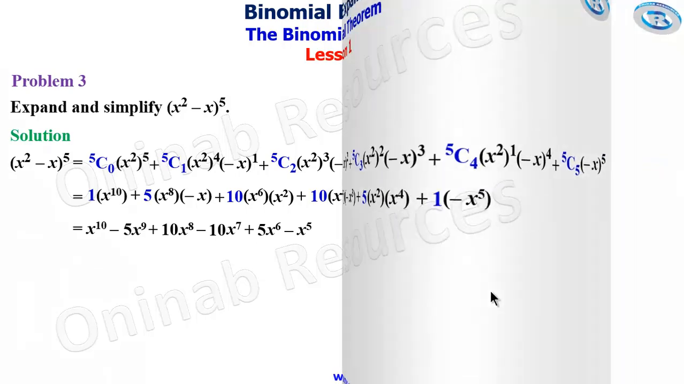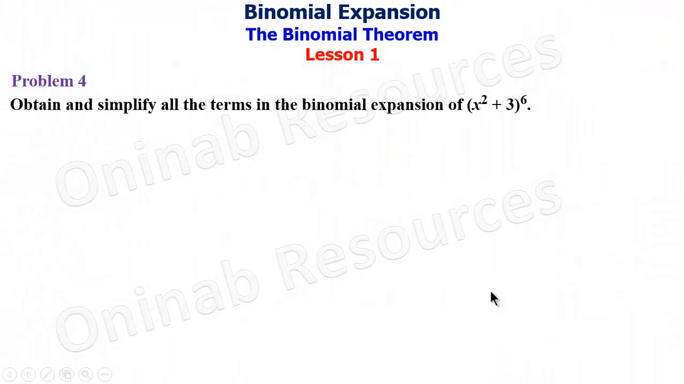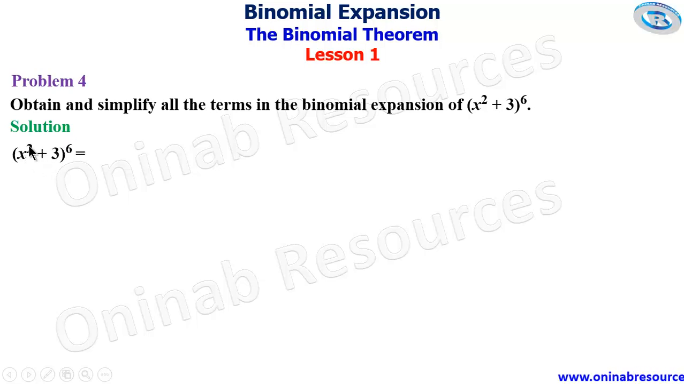So we go to problem 4. For problem 4, obtain and simplify all the terms in the expansion of x squared plus 3 all to the power of 6. In our solution, we have x squared plus 3 all to the power of 6.